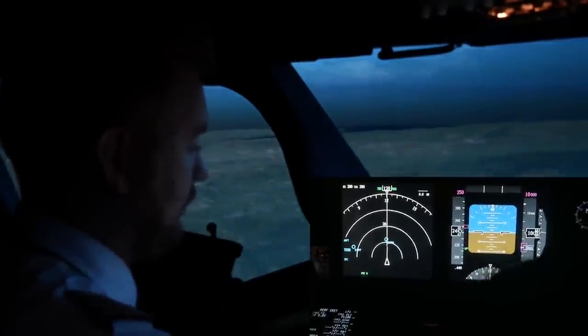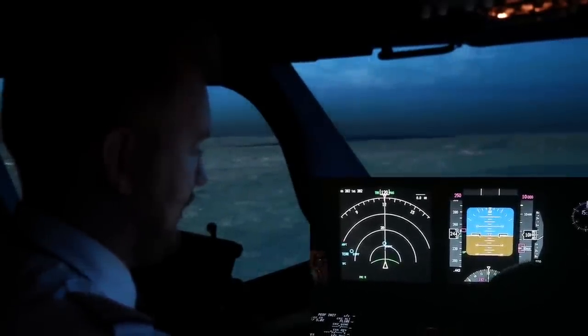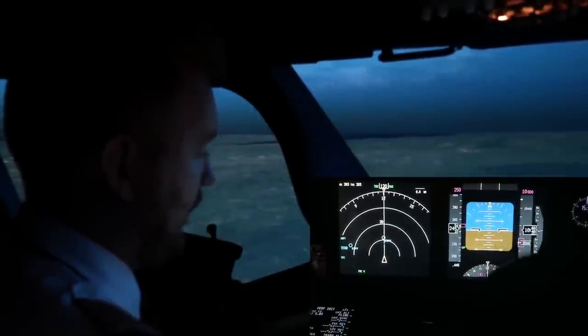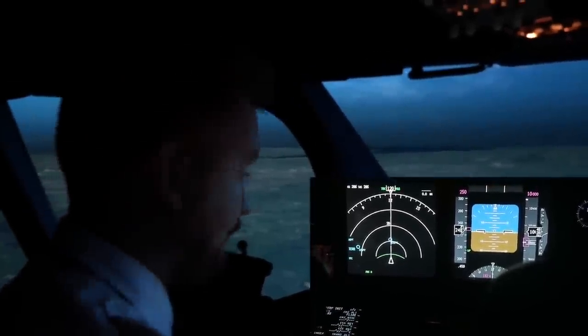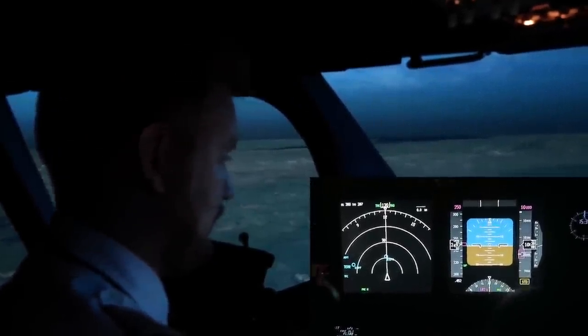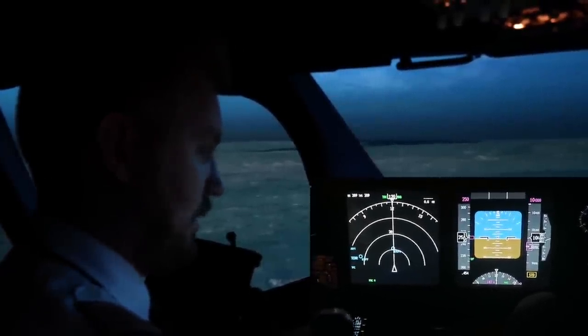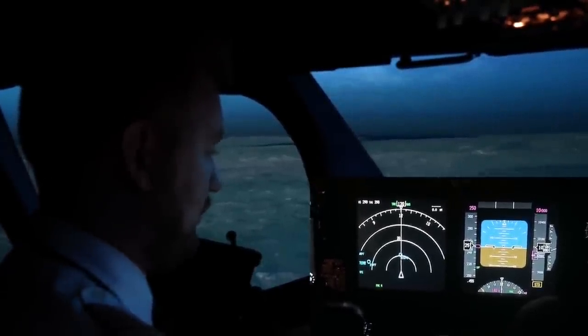So let's see, I'm talking too much, flying too little at the moment. But we're getting back to flight level 100 and 250 knots. And I'll show you that again. Little bit of thrust off initially here.